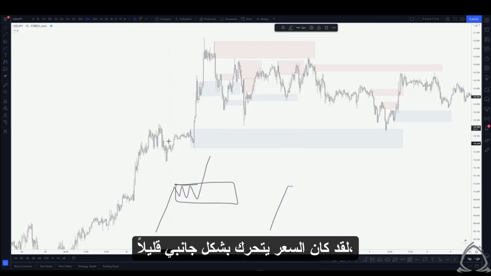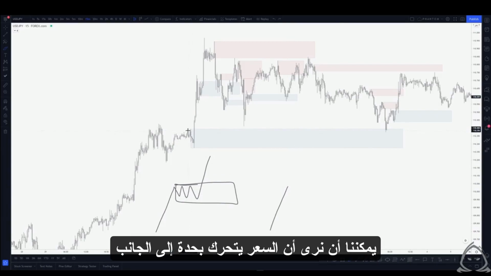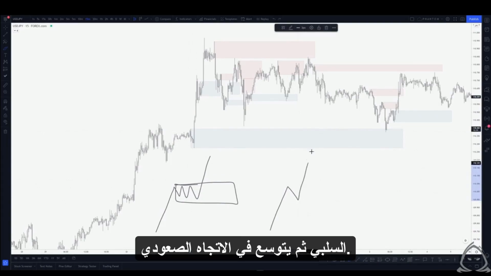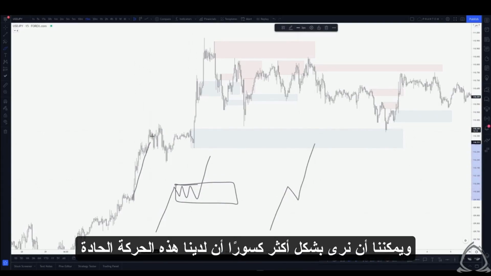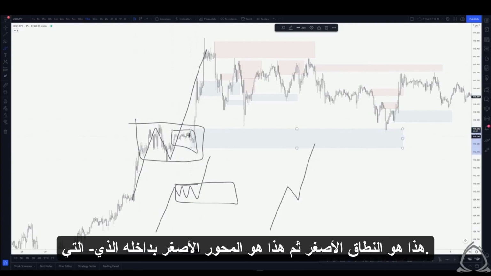Also, what we can see is we had price expanding to the upside. We had price move a little bit sideways, but if we more or less disregard this information, we can see that price moves sharply to the downside and then expands to the upside. And we can even see that more fractally, that we have this sharp move to the upside and then an expansion, which is part of the larger range. This is the smaller range, and then this is the smaller pivot within that.